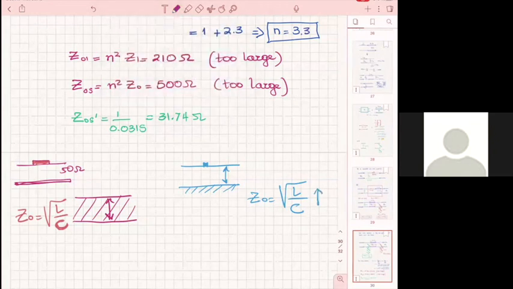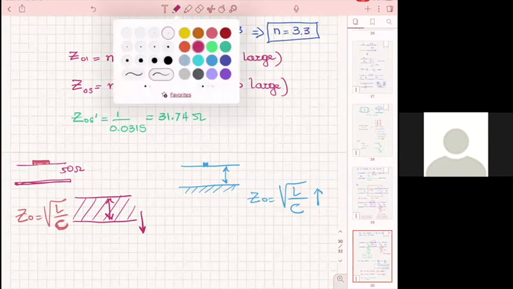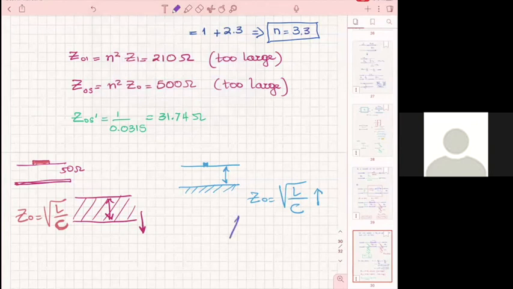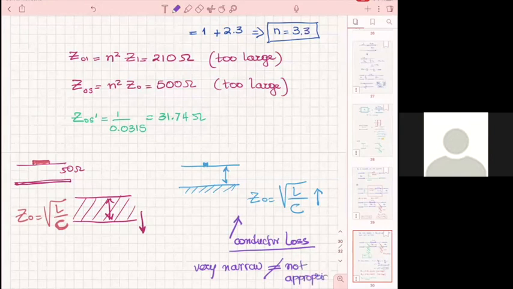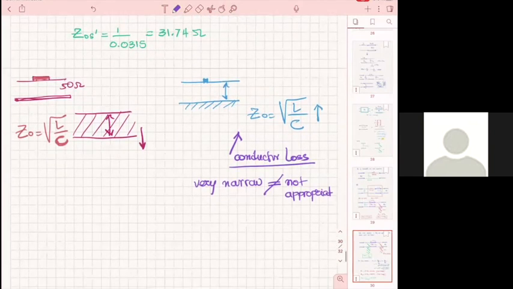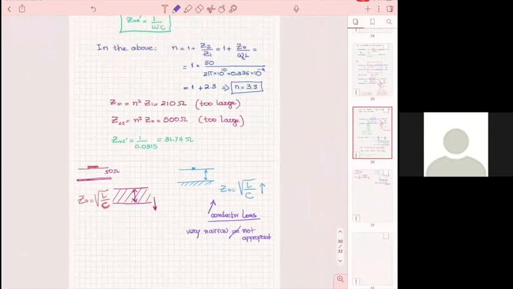But what happens when you have very narrow lines is that the conductor loss is going to be very high. So very narrow microstrip lines increase the conductor loss. So very narrow lines are out of the question. Not appropriate. So next time, we're going to see how to change this, how to avoid this problem.